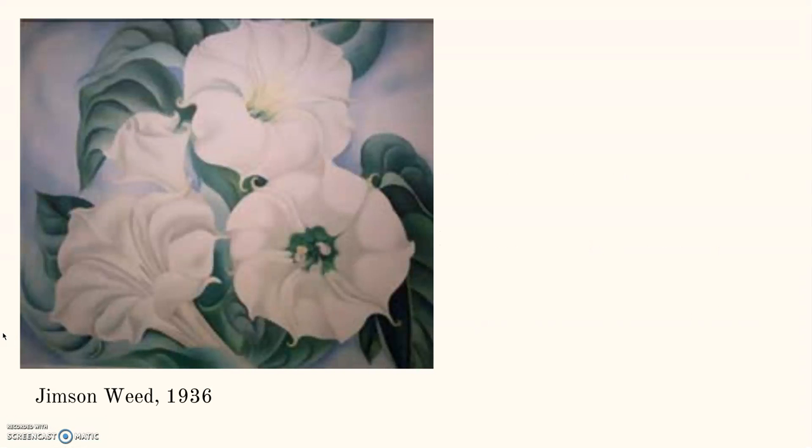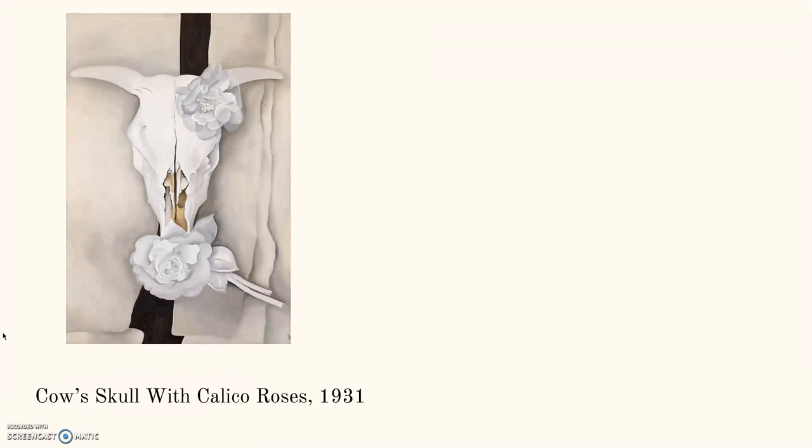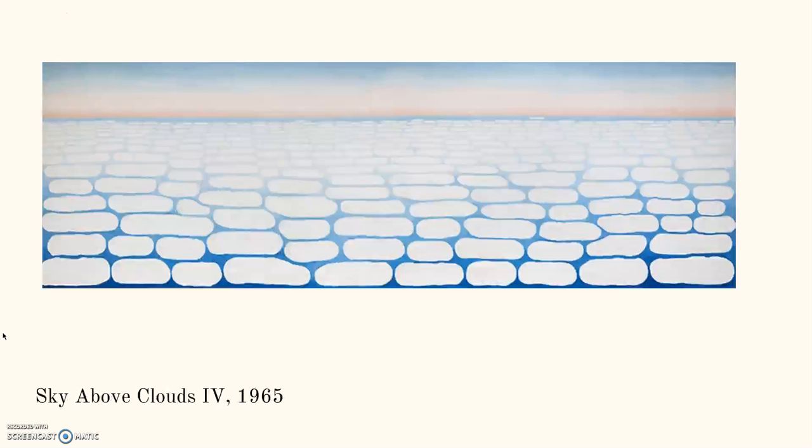This is the Jimson Weed, done in 1936. This is a very popular piece by her, which I've seen a lot around. It's called Calico Roses, done in 1931. This is very signature to the New Mexico landscape because of the dry weather, which would cause this type of landscape to appear, like skulls and just dryness. It's kind of what it embodied.